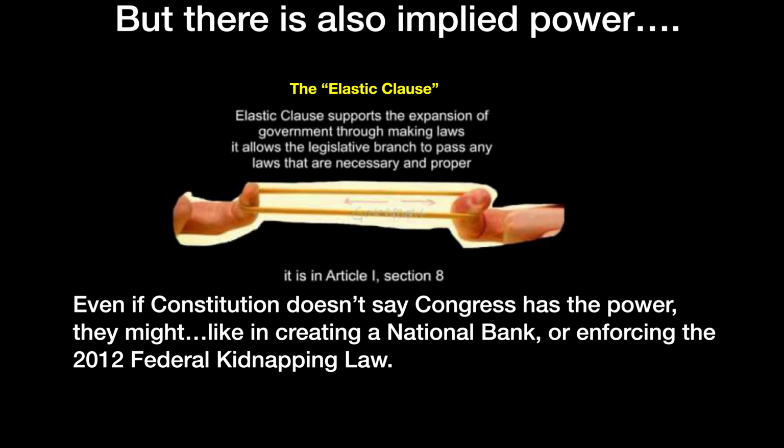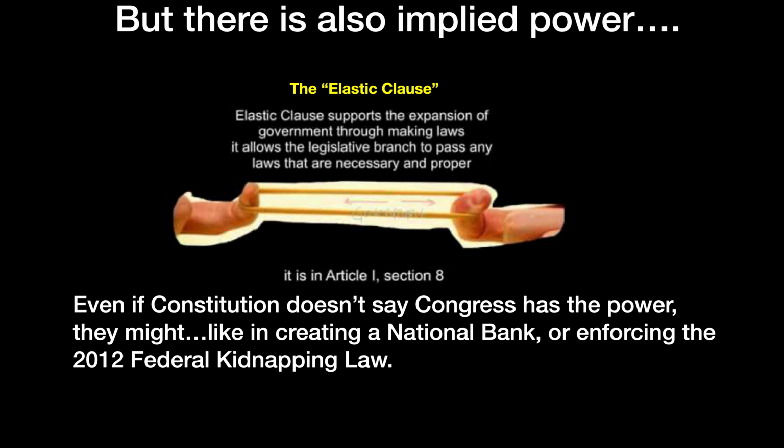Implied means you don't say it, but it's there. And that comes down to a thing in the Constitution known as the Elastic Clause. The Elastic Clause says that Congress also has the power to pass any laws that are necessary and proper. Now, that gives a lot of leeway for Congress to make laws. If they feel it's necessary, if they feel it's proper to make a law decision, then Congress has the power to do it. An example, the National Bank.